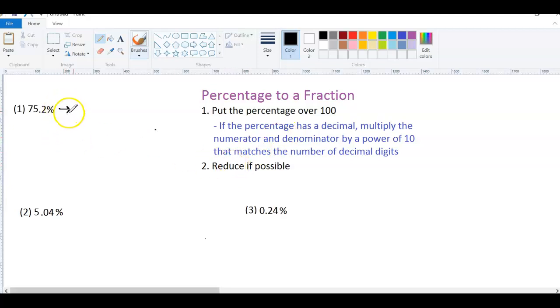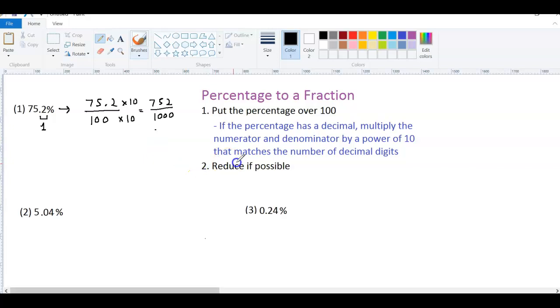So let's take a look at the first one. I put the percentage, decimal and all, over 100. Remember, that's what percent means, 75.2 for every 100. But to handle this decimal part, we count the number of decimal digits. There's one decimal digit, and so then we multiply by a power of 10 to match that. So this would be 10 to the first power, or just 10, because then what that will do is get rid of the decimal. And now we just have a fraction with no decimal.